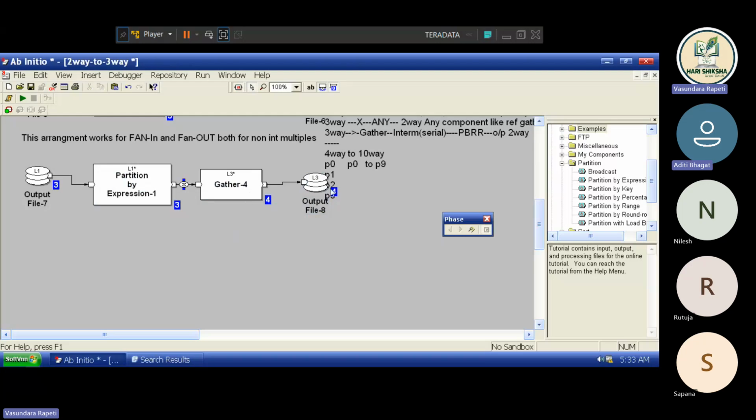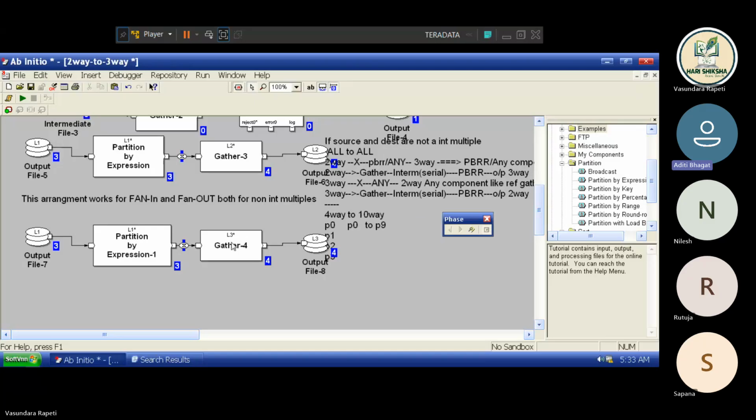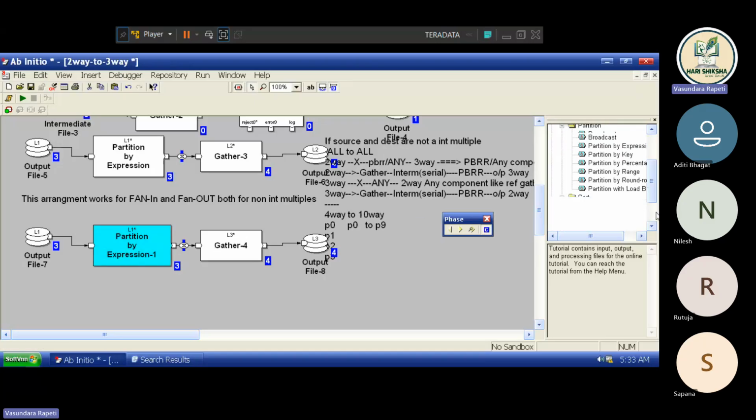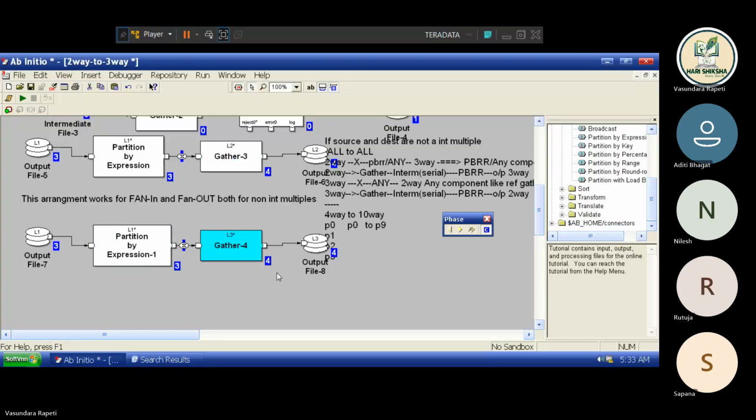So mainly when we have to do repartitioning, we should use partition by expression, or rather any partition component. After that, must use gather. That is the thing. If you are using roll up, then no issue, it will work like gather. But if you're not using roll up or join, then must use gather. That is the thing.